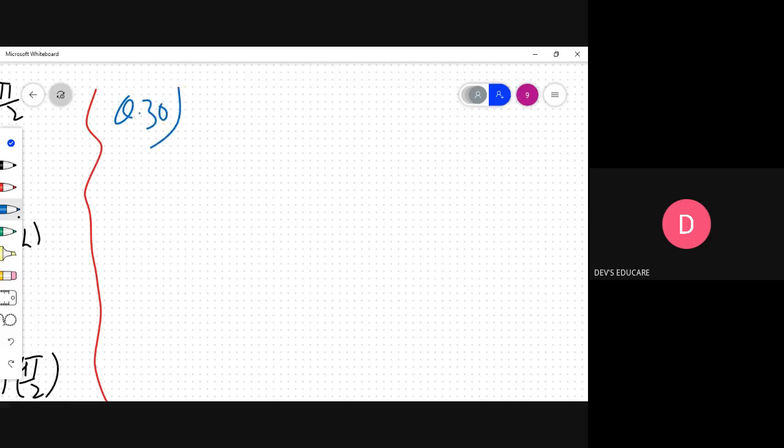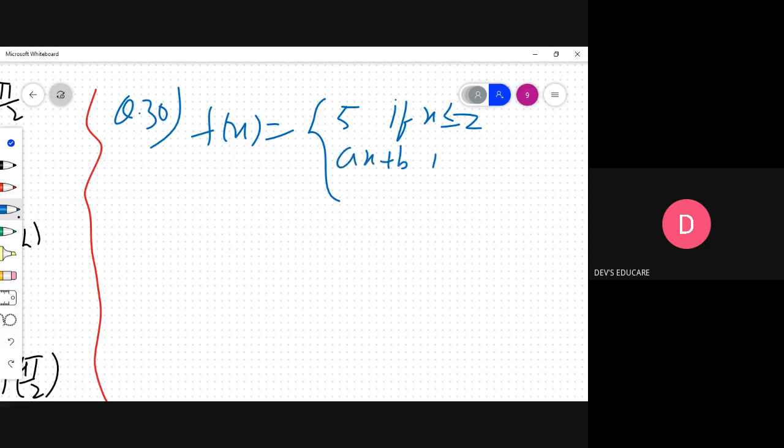Find the value of a and b such that the function defined by f(x) equals 5 if x less than 2, and it is ax plus b if 2 less than x less than 10, and 21 if x greater than or equal to 10.